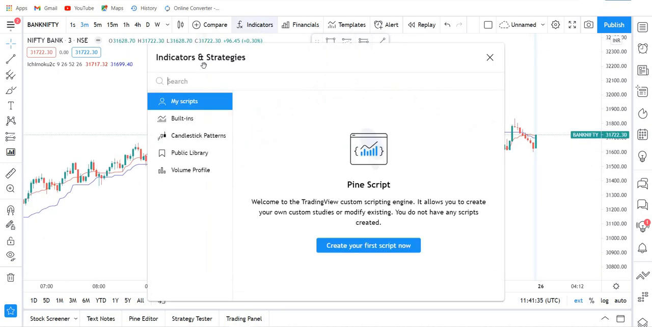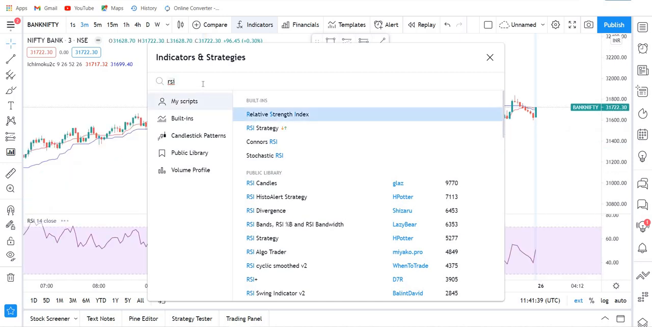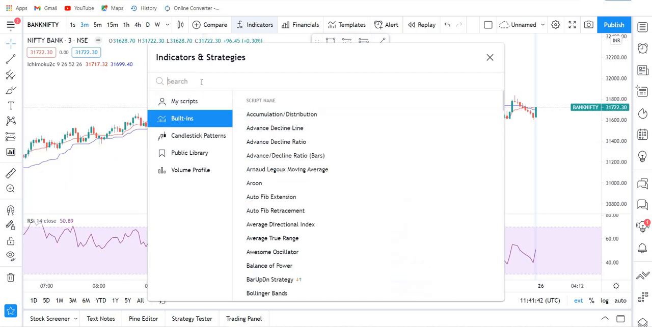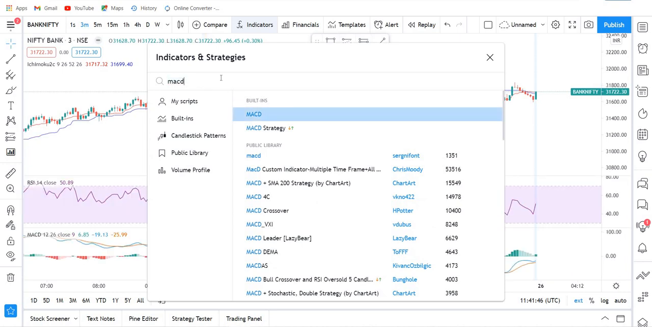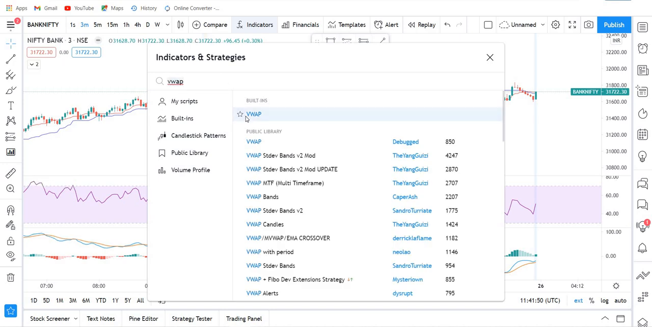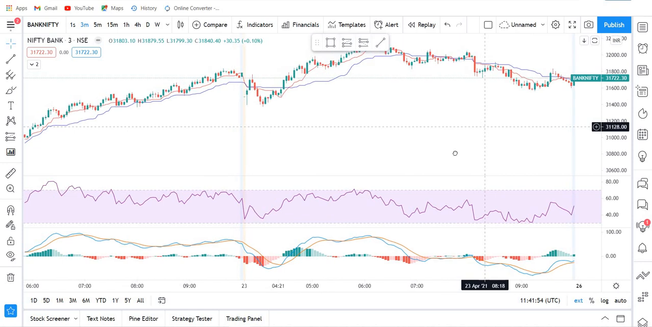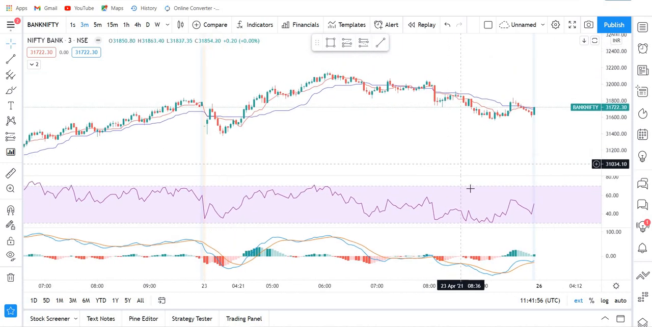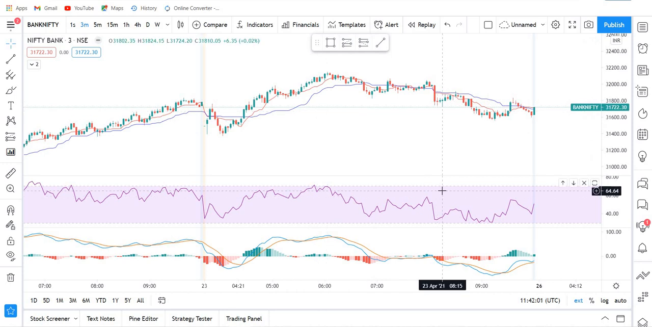Now we are going to add the second thing, and that is our RSI. So here I have added the RSI. Now we are going to add MACD. So MACD is also added now. Now we are going to add VWAP. So VWAP is not here. Okay, not an issue. We don't need VWAP much after all.